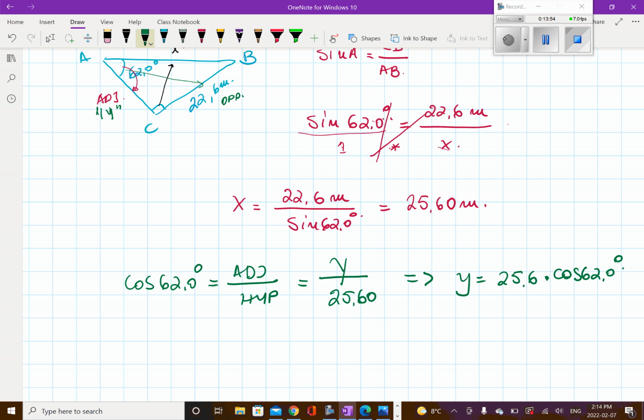25.6 times cosine 62. Make sure that the mode of your calculator is on degrees, because this is a very common mistake that students make. And this will be 12 meters. Even if you are using a squared plus b squared is equal to c squared, you should have a value that is very close to what you have here.